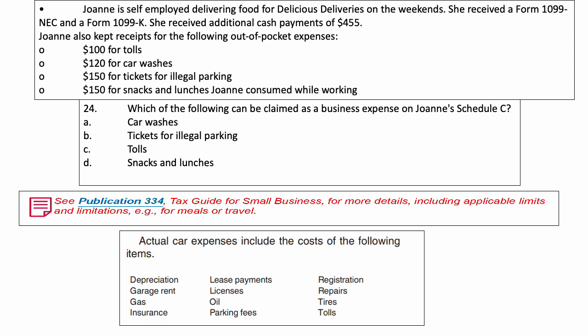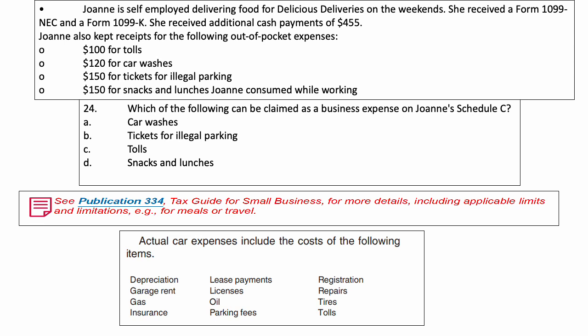and in the table, you can see at the bottom, actual car expenses include the cost of the following items: depreciation, garage rent, gas, insurance, lease payments, licenses, oil, parking fees, registration, repairs, tires, and tolls. There's tolls. So tolls can be claimed. That means the other 3 can't.